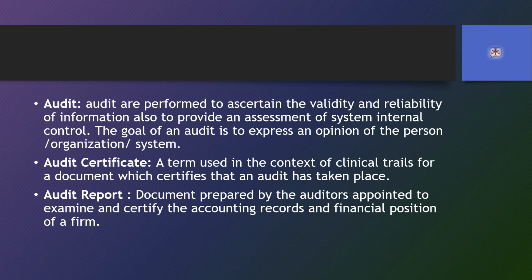So let's understand in short to memorize these three terms. In order to remember, I'm just saying it in short. Audit is a quality check. Audit certificate is a proof of an audit. And the third one, audit report, is nothing but the detailed findings of the audit.